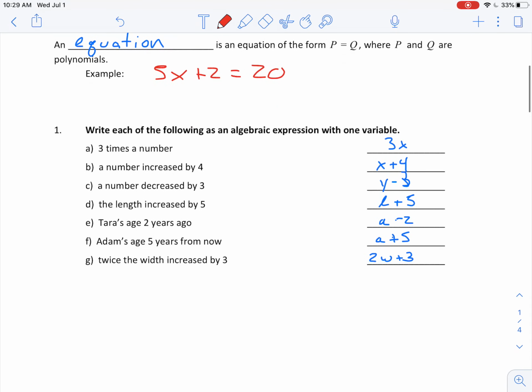Write each of the following as an algebraic expression with one variable. So quickly going through, 3 times a number, that would look like 3x, or 3 times x. A number increased by 4. Tara's age 2 years ago, so her age minus 2. Twice the width increased by 3, so I'm doubling the width, twice the width, and then increased by 3, could look like 2w plus 3.